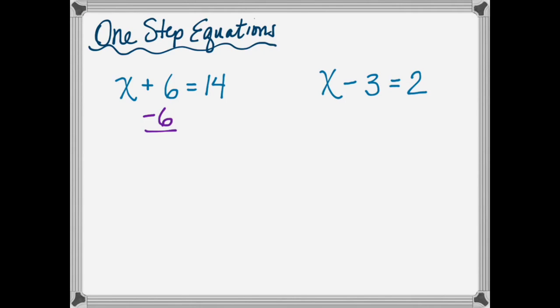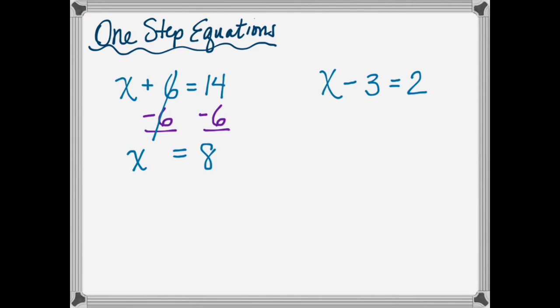With equations, you always have to balance both sides of the equation. So if I do it on the left side, I need to do the same thing on the right side. So I'm going to subtract 6 from both sides. Over here, that cancels, and I'm going to be left with x. Bring down my equal sign. And then 14 minus 6 is 8.